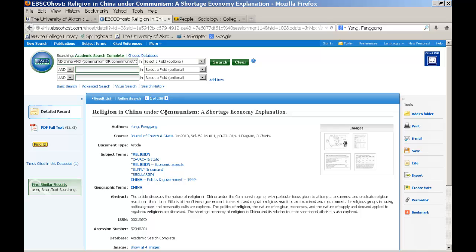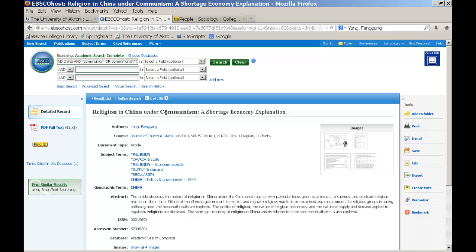Not all records will state the language. Like this one, it does not say it is in English. However, some of them do, especially if the article is in another language. It should usually say in the record if it is in Chinese. So if you're ever in doubt, make sure to look at the record to see if it is in English or not.